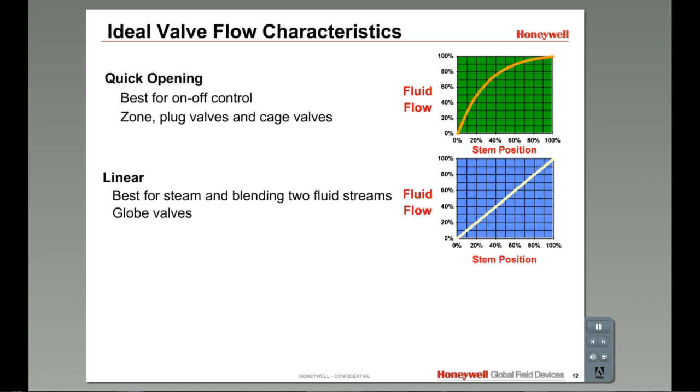In linear opening valves, the flow through the valve varies linearly with valve stem position. Such valves are useful for controlling steam or for blending 2 streams together. Some globe valves are linear opening valves.